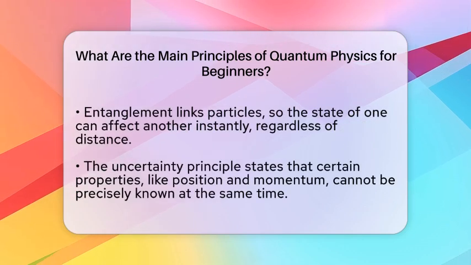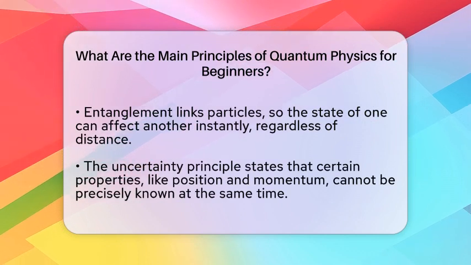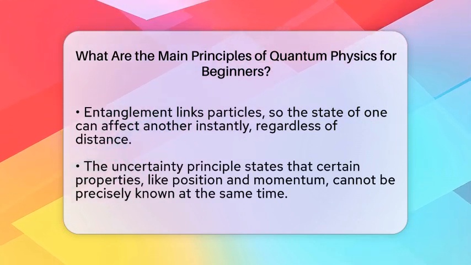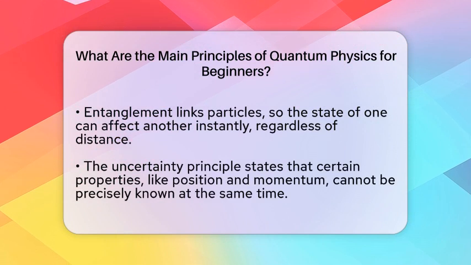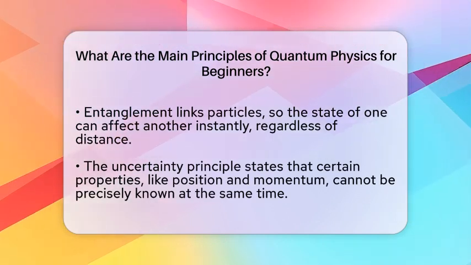Quantum systems can exist in multiple states at once until they are measured. For instance, an electron can be in various energy states simultaneously, which challenges our classical understanding of existence.